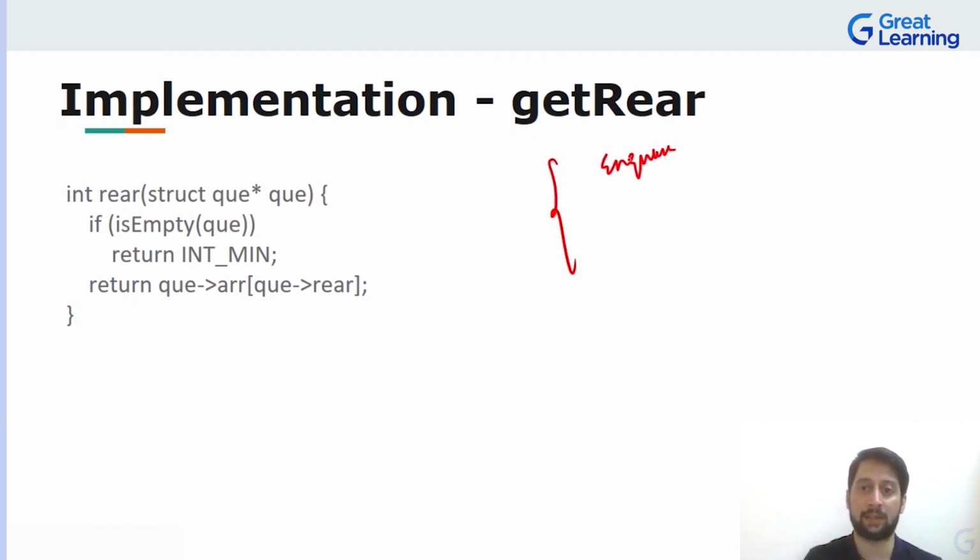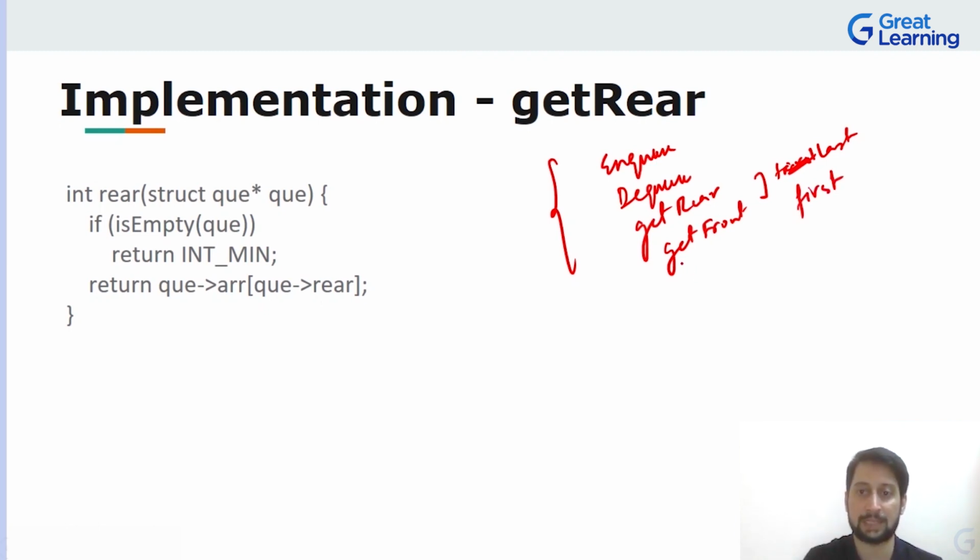So in this way, we implemented all of these operations which were in queue, that is insert in the queue. Then we implemented dequeue. Then there was get rear, get front. That is for the first and the last element. This is for checking the last element in the array, and this is for checking the first element in the array. We also went through some other functions as well.